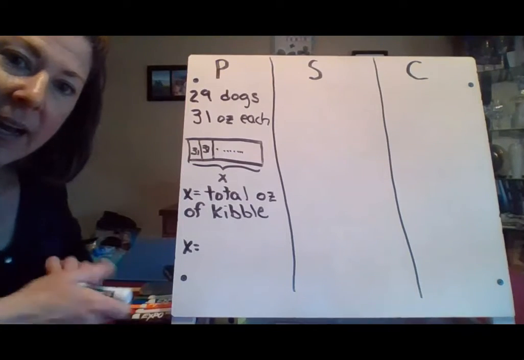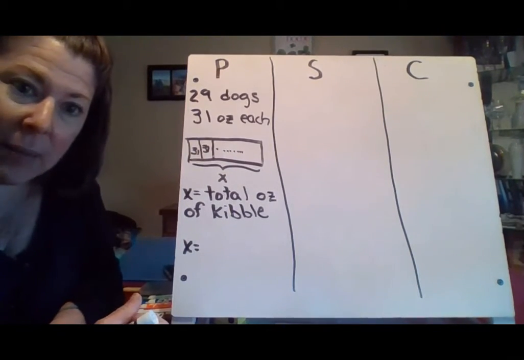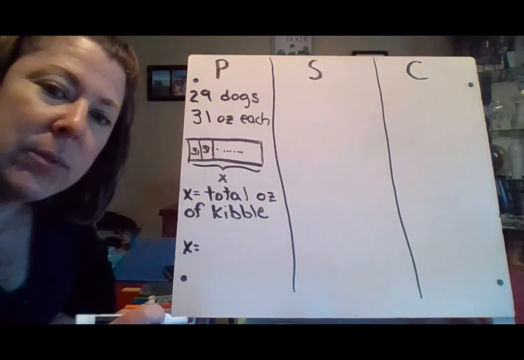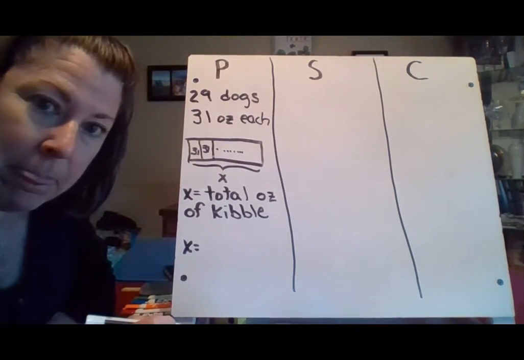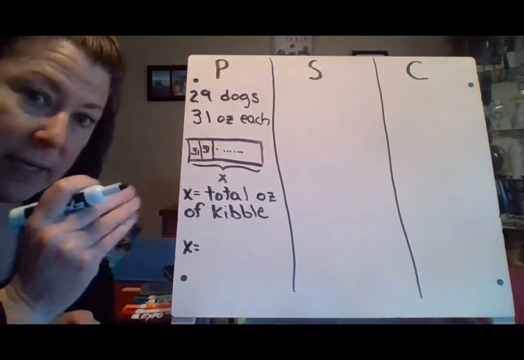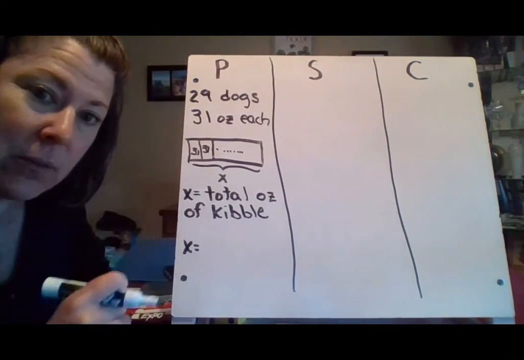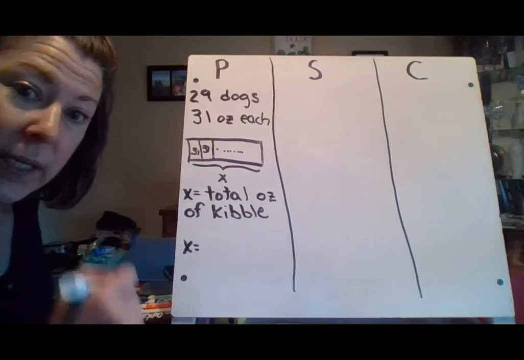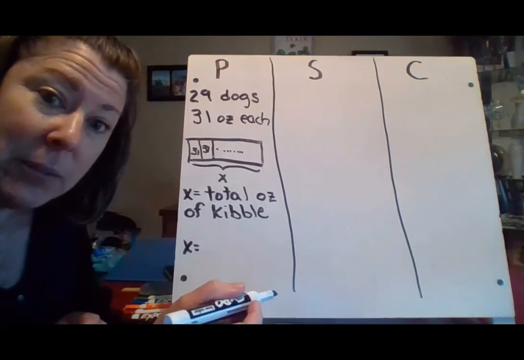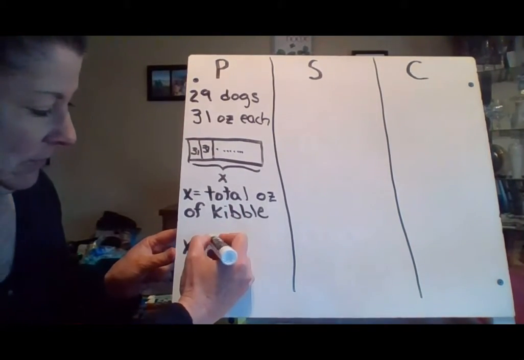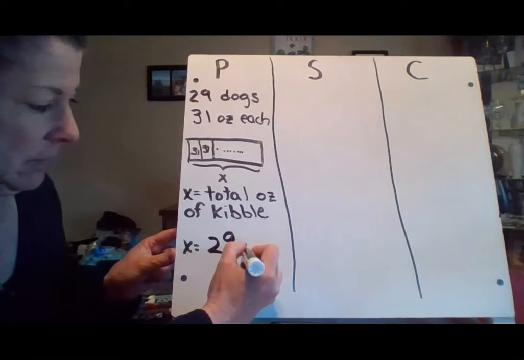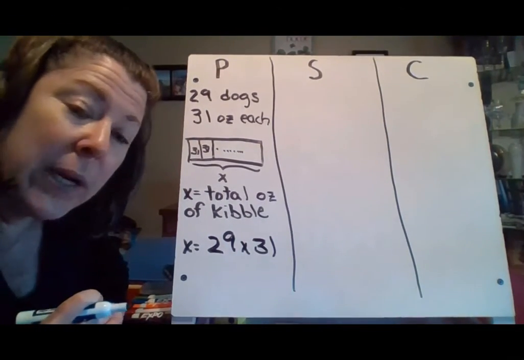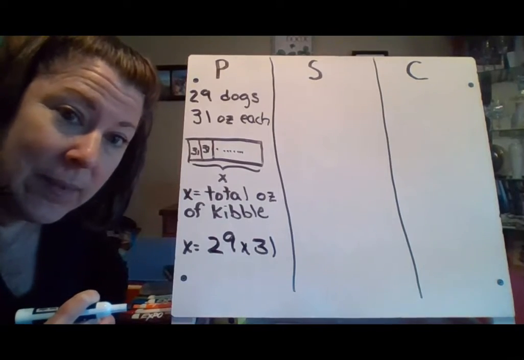So again, I have a problem. 29 dogs, 31 ounces each. Dog 1 gets 31, dog 2, 31, dog 3, 31. And that 31 is going to repeat for each dog. What's a shortcut for that repetition? It's multiplication. So I'm going to be multiplying 29 times 31.